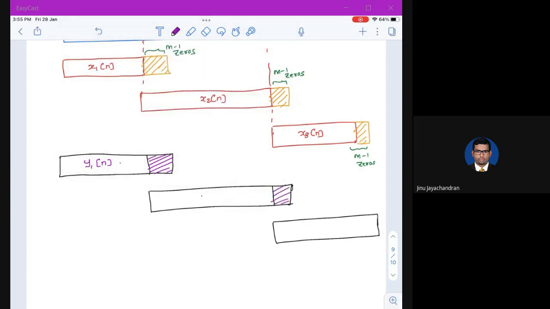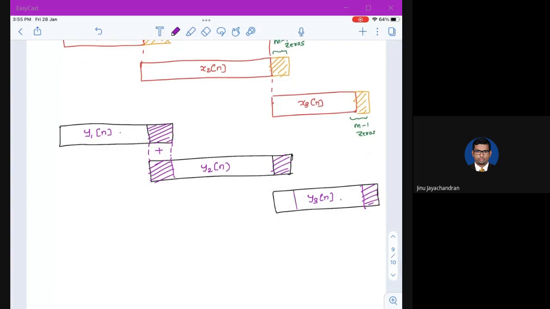So this is y2 of n. This is y3 of n. In each of these, you take the first m minus 1 points of the current block and you add it with the last m minus 1 points of the previous block.